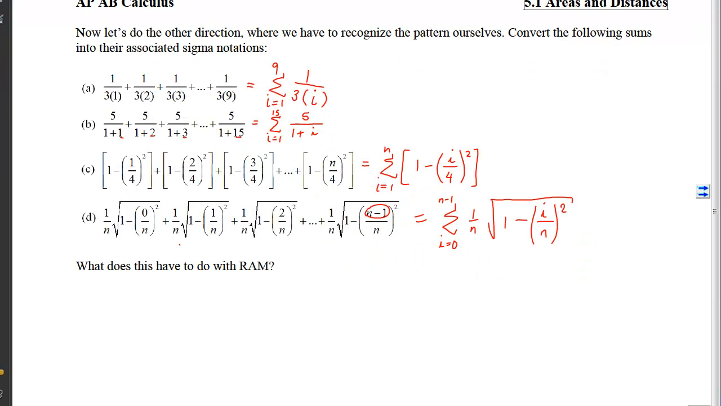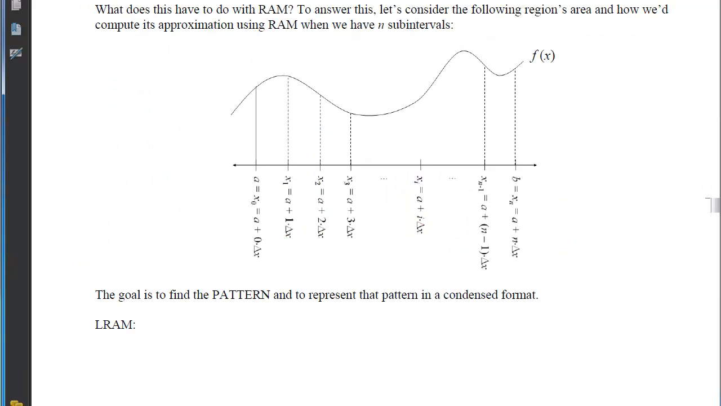So what does this have to do with RAM? To answer this question, let's consider the following region's area and how we'd compute its approximation using RAM when we have n subintervals. And what's interesting in this setup is that we are going to represent each of these x values using an index, and then we're going to connect that index to what the actual value of that x coordinate would be. So we know that we start with A and we end with B in all of our problems, and we know that we get from here to here by adding one value of delta x, which was that b minus a over n.